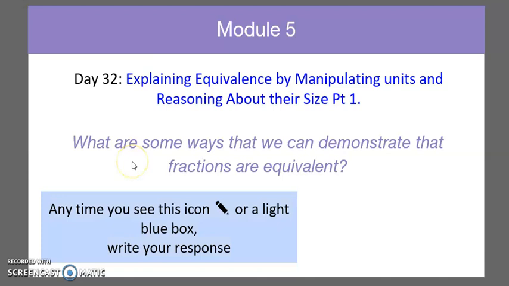Today we'll be looking at what are some ways that we can demonstrate that fractions are equivalent. Before we get into the lesson, I'm going to review some math vocabulary that's going to be very helpful in understanding this lesson.